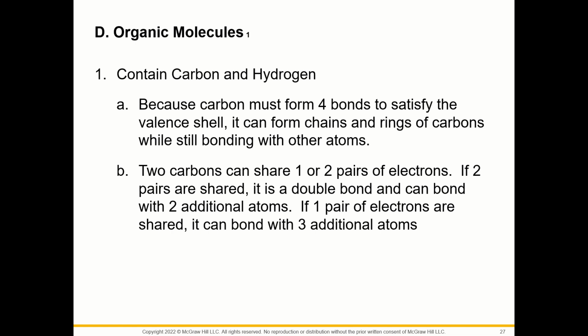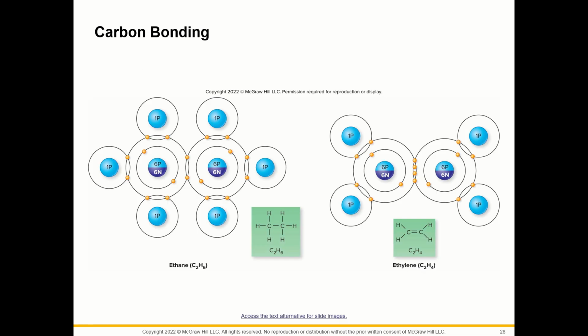2 carbons can share 1 or 2 pairs of electrons. If 2 pairs are shared, it is a double bond and can bond with 2 additional atoms. A double bond is also stronger than a single covalent bond. If 1 pair of electrons is shared, it can then bond with 3 additional atoms.